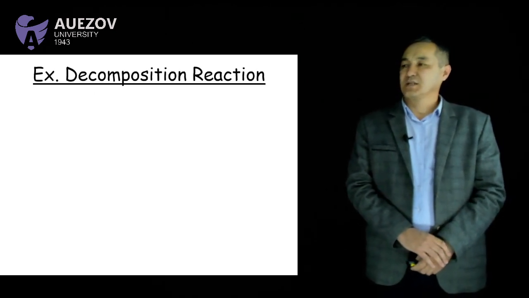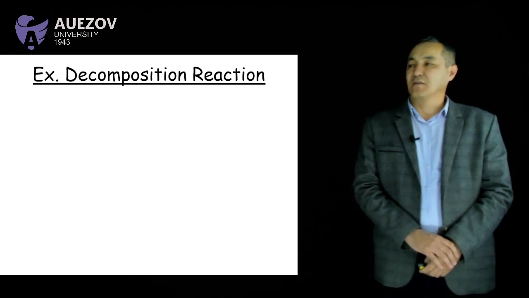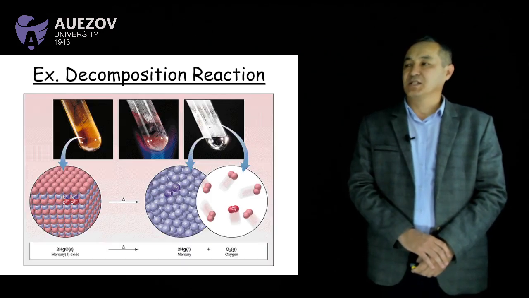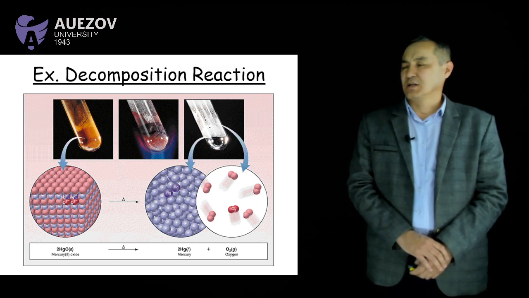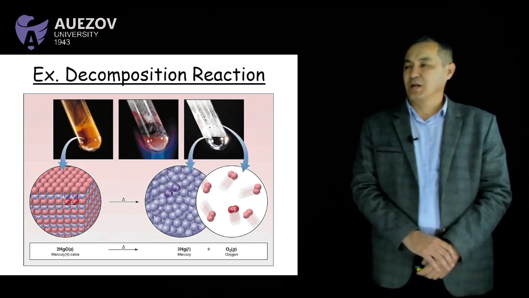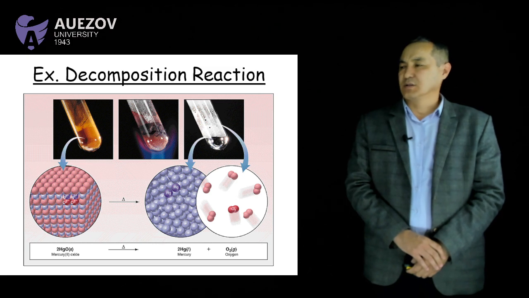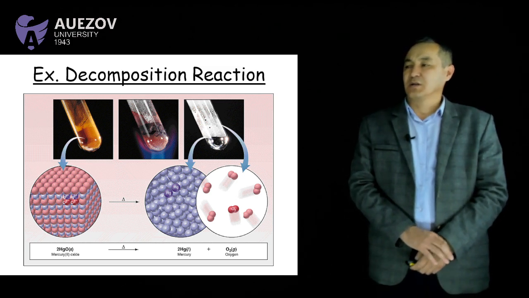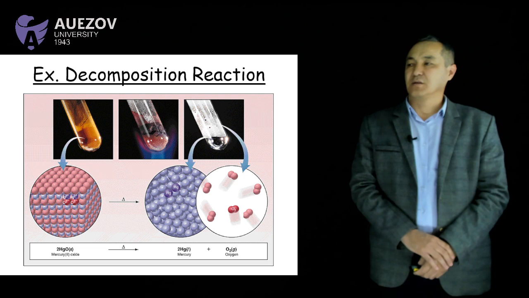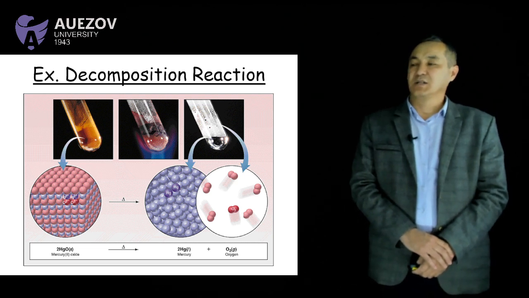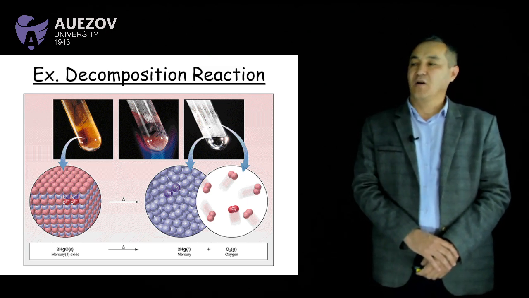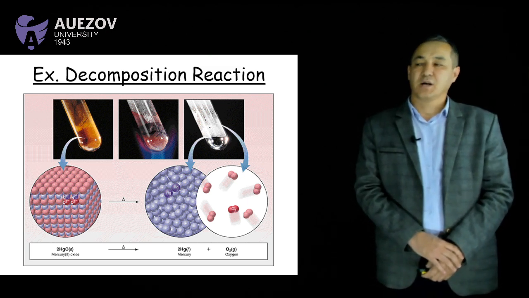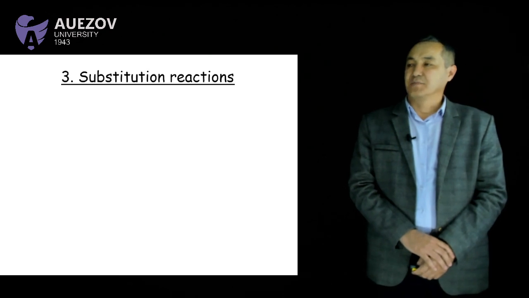On the next slide, we can see examples for decomposition reaction. In this picture, we can see mercury oxide decomposed and giving, as a result of this reaction, two atoms of mercury and one atom of oxygen.